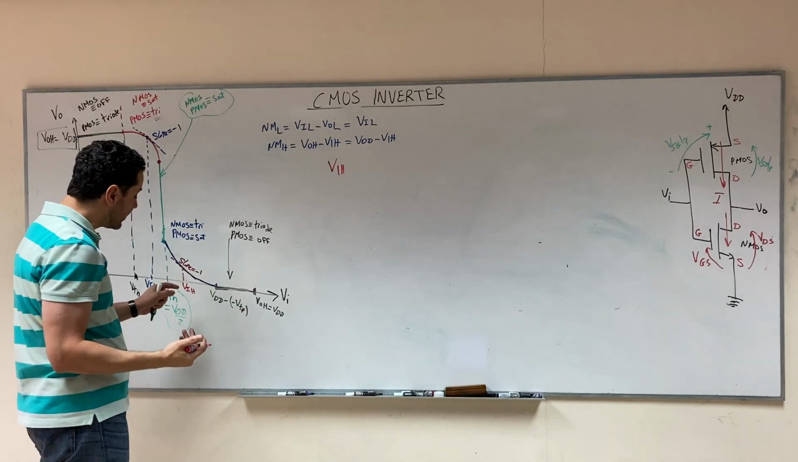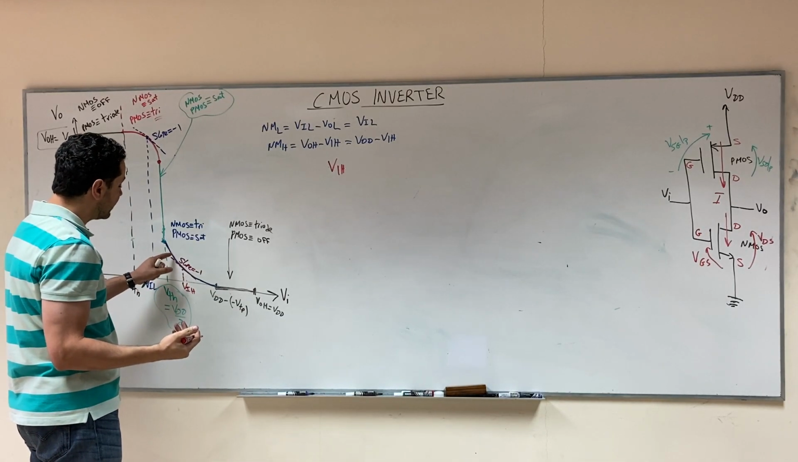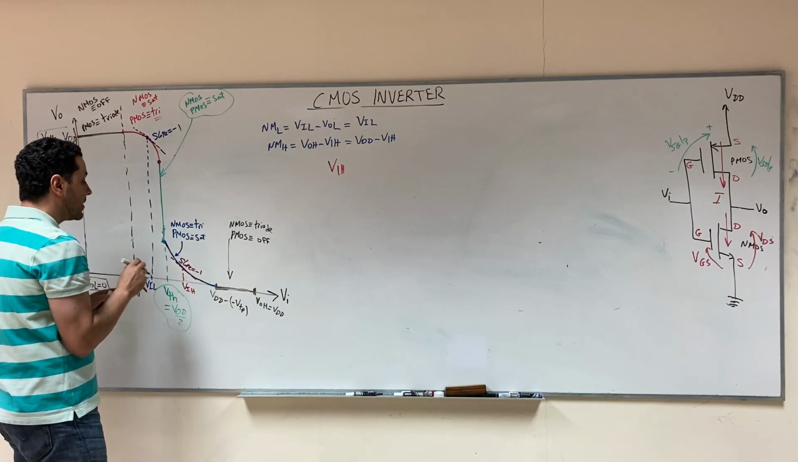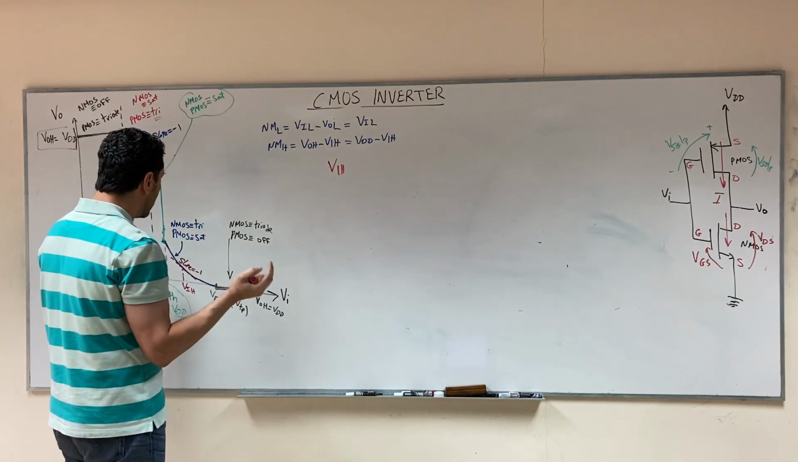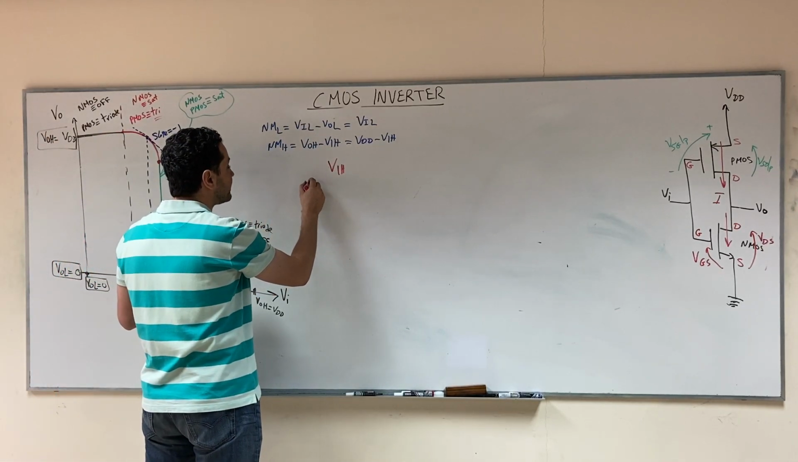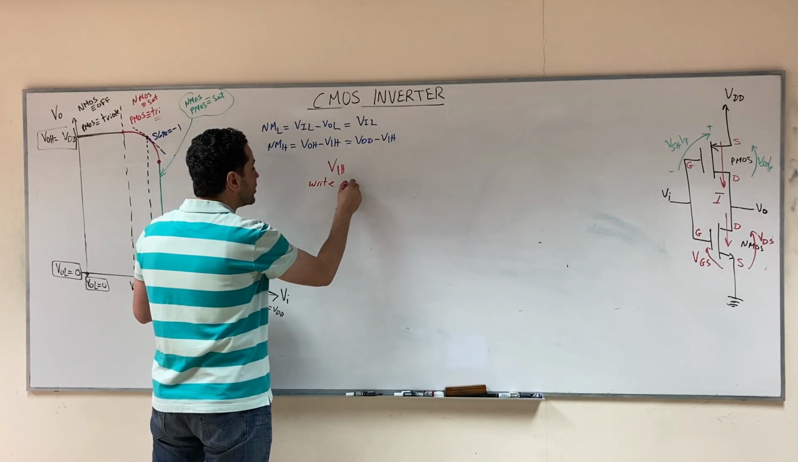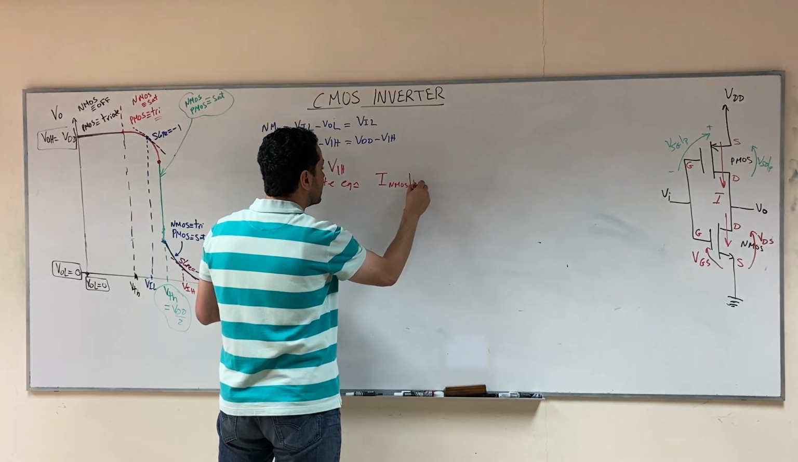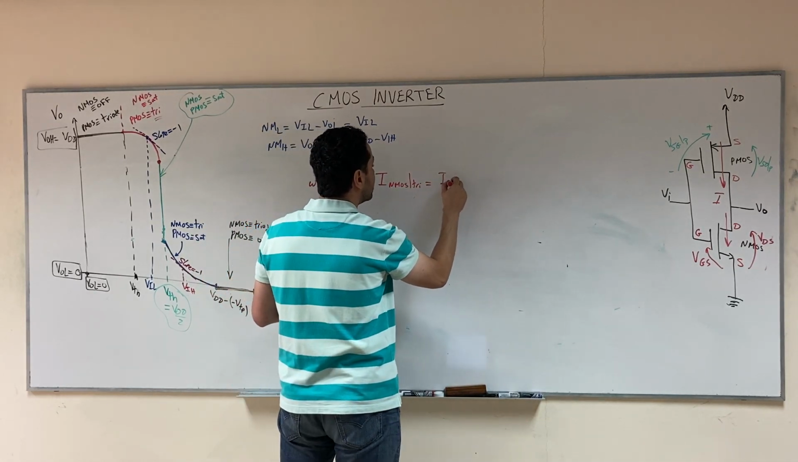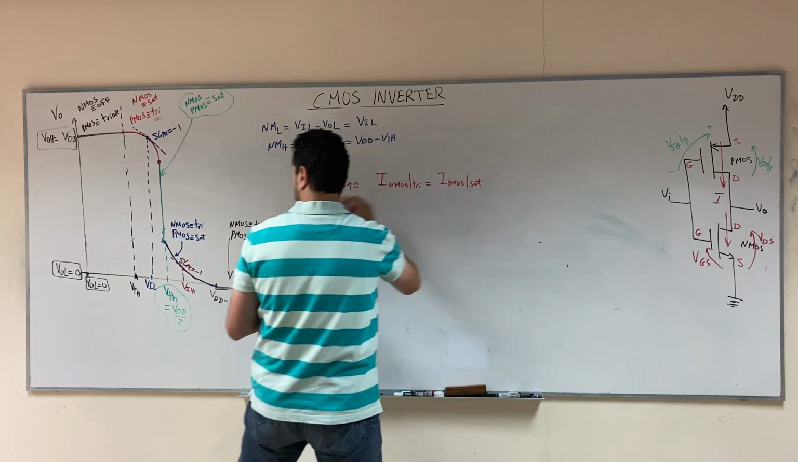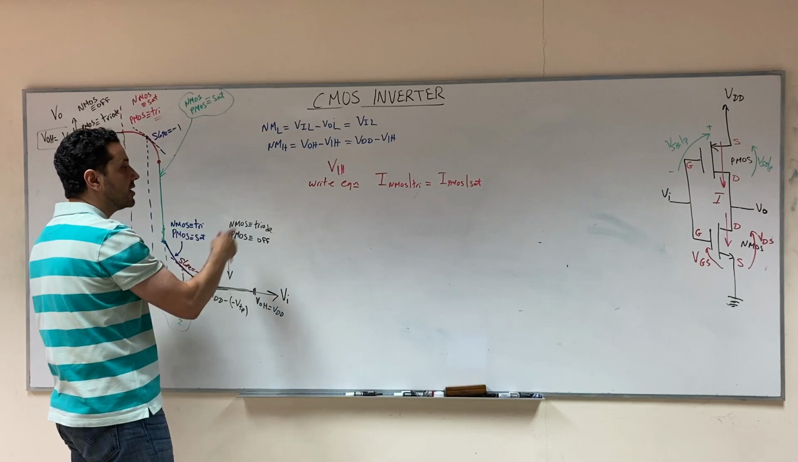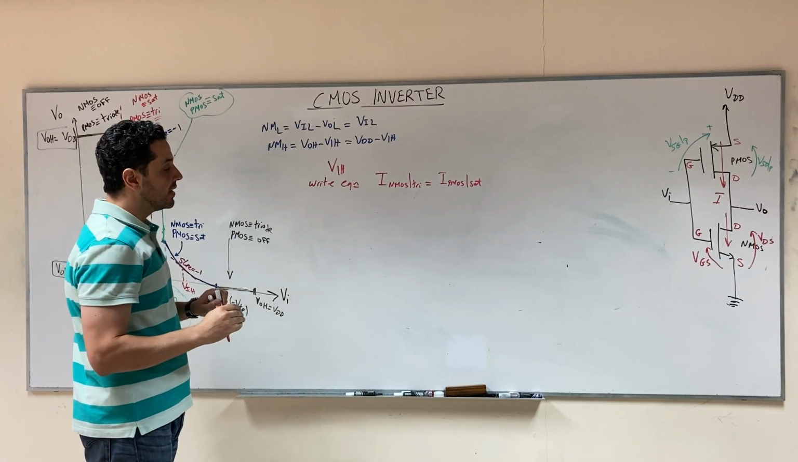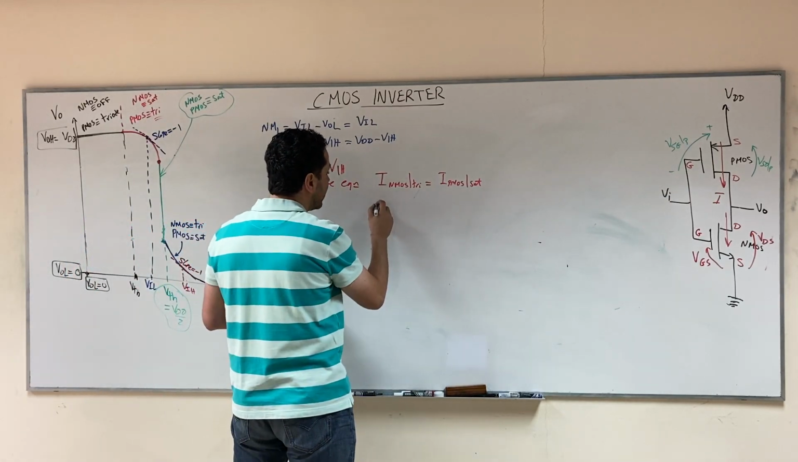And how to write the equation of this curve? You ask yourself, what happens at this curve? At this curve, the NMOS is in triode and the PMOS is in saturation, and both of them have the same current. So you can write the equation of the current of the NMOS in triode equals the current of the PMOS in saturation, right? You will get a relation from here.